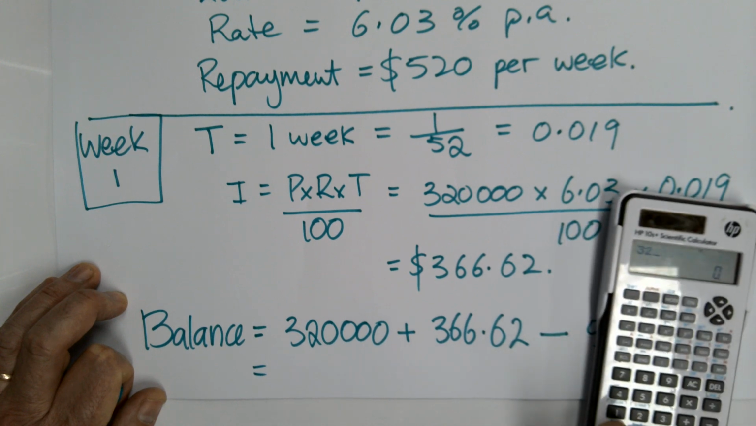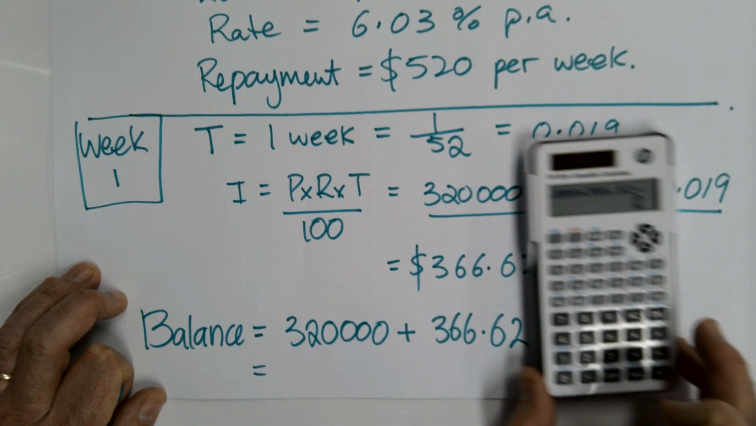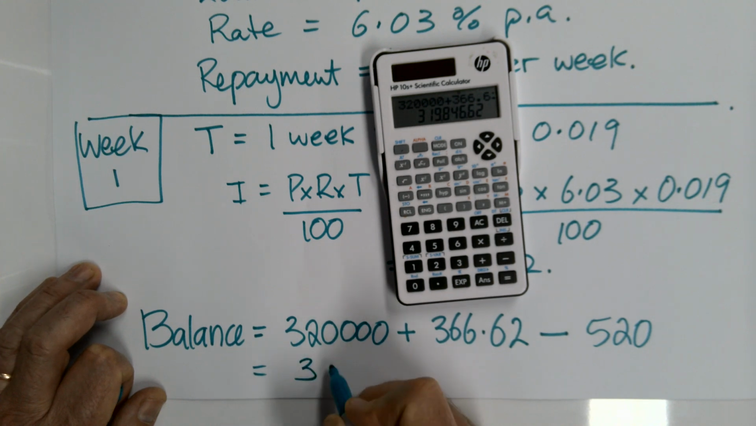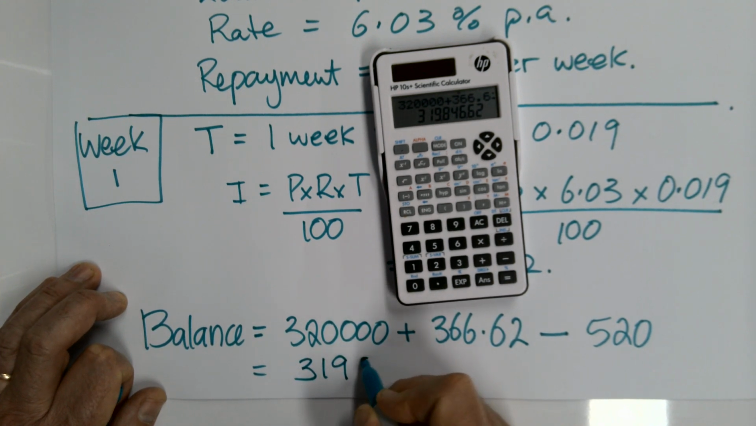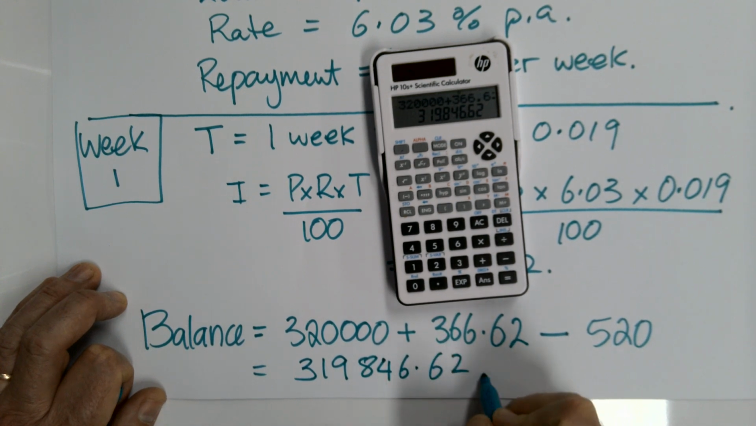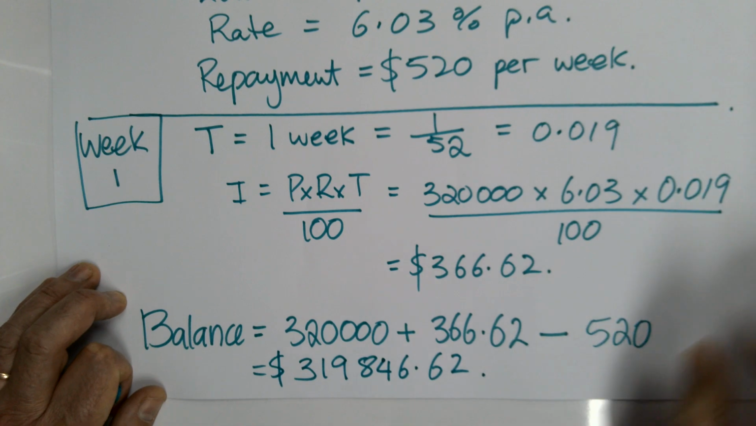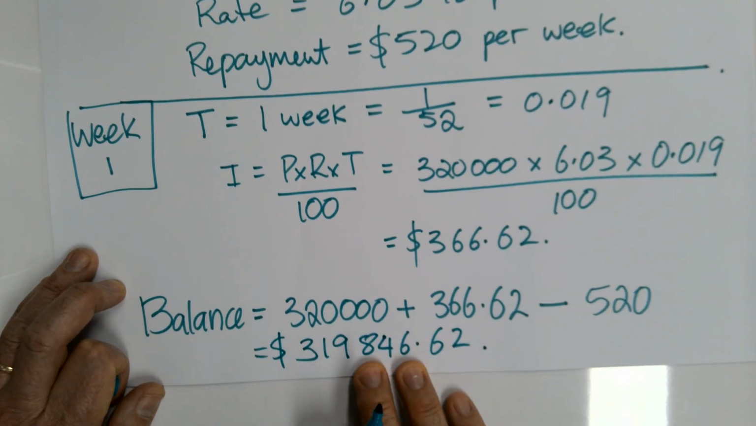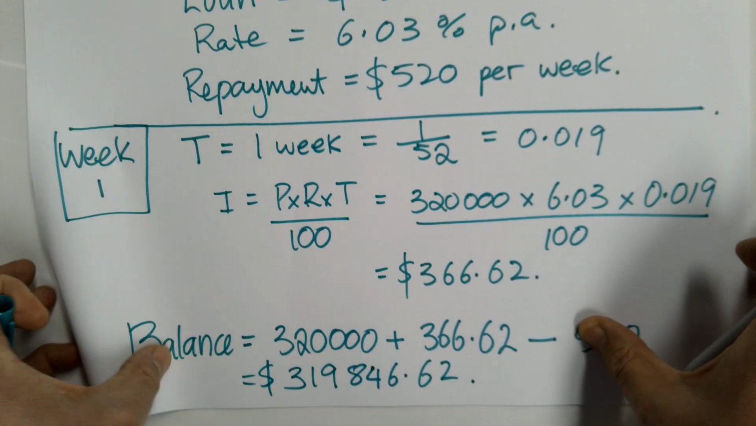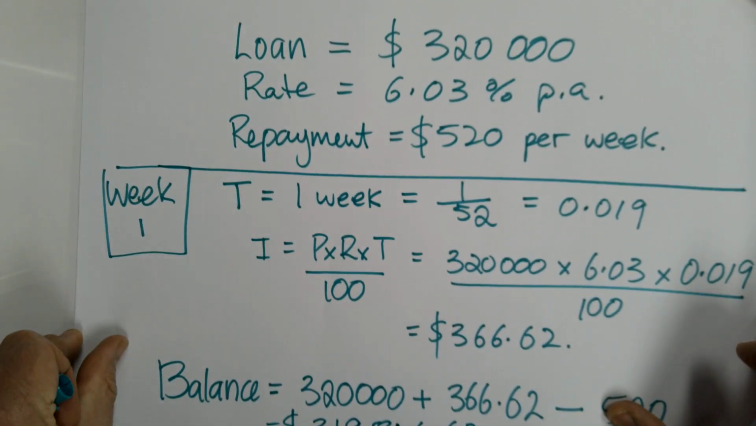So what's going on there? We go 320,000 plus $366.62, subtract 520. So we've now got $319,846.62. After a week, that's now what we owe. So that's week 1. You need to do that for the first week. Now let's go to the second week.